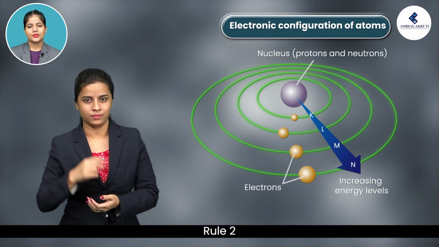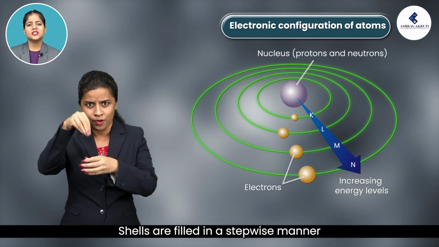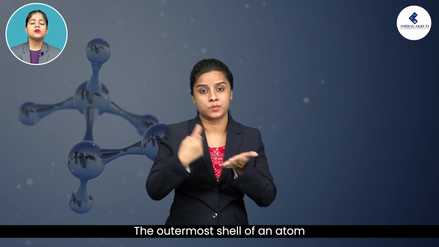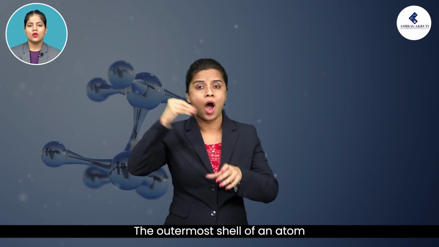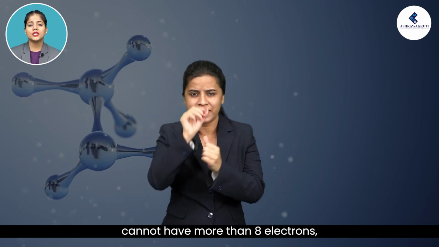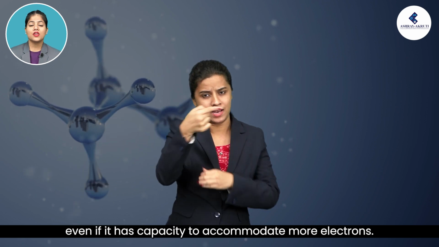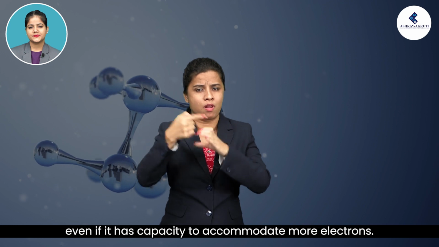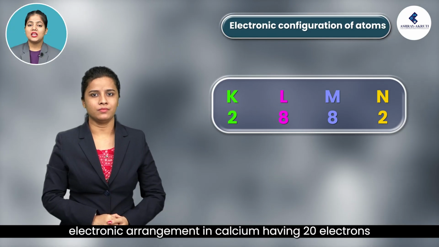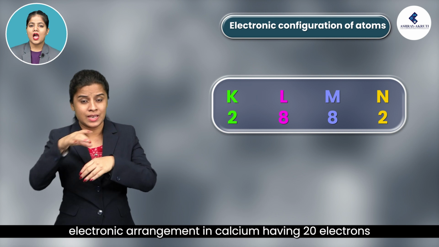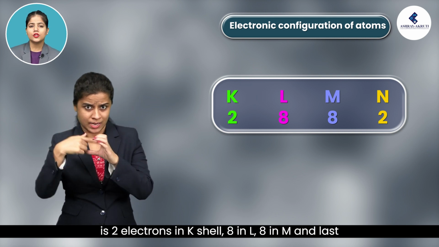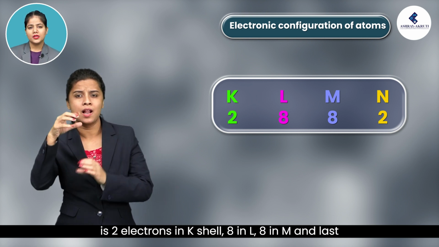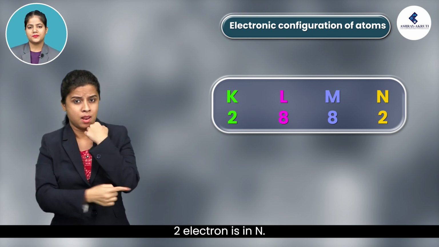Rule 2. Shells are filled in a stepwise manner in the increasing order of energy. Rule 3. The outermost shell of an atom cannot have more than 8 electrons, even if it has capacity to accommodate more electrons. For example, electronic arrangement in calcium having 20 electrons is 2 electrons in K shell, 8 in L, 8 in M, and last 2 electrons in N.